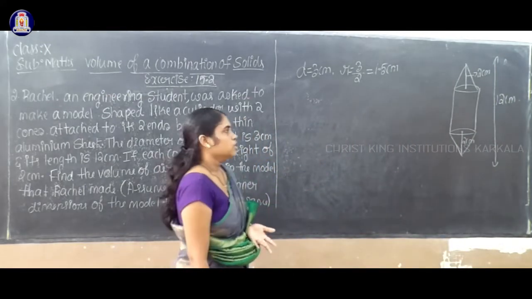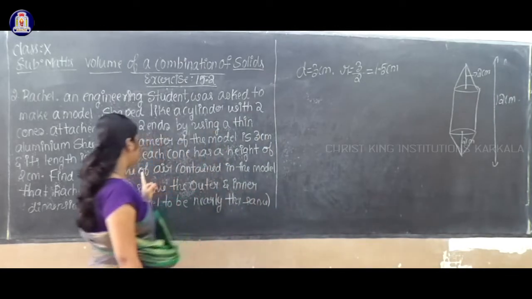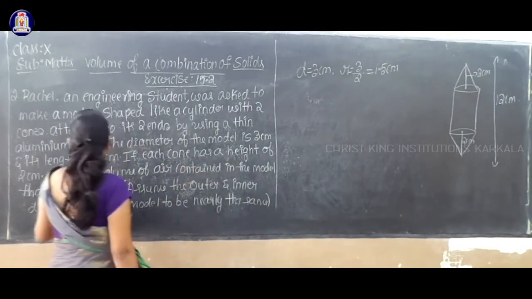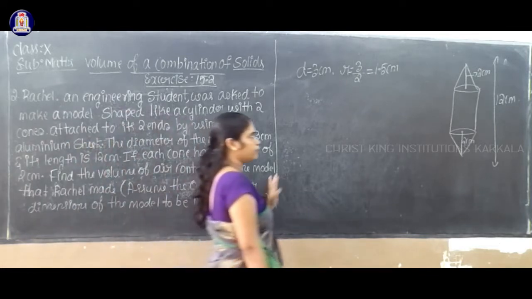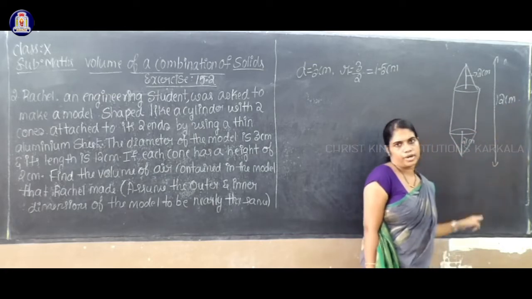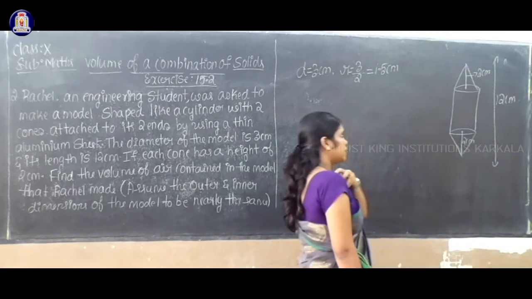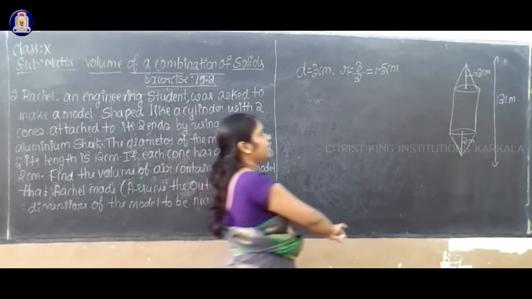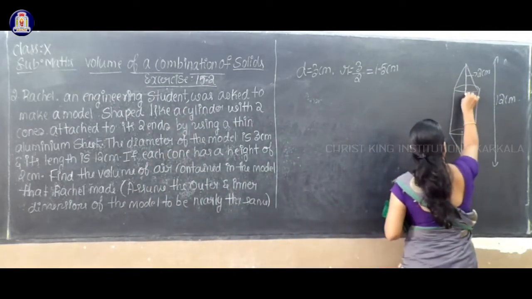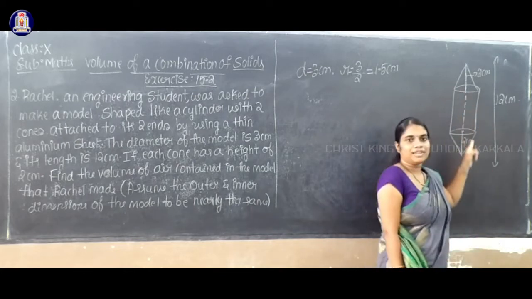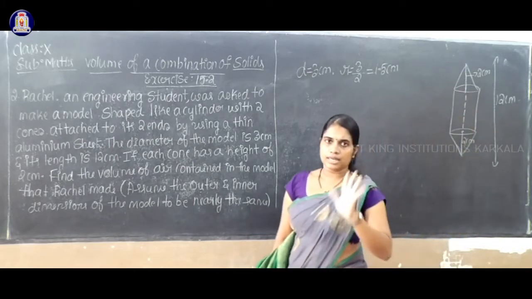So now what do you have to find? What is the volume of the air contained in the model? That means you have to find the volume of this model. See here, the height of the cone is given. But what about the height of this cylinder? This is a cylindrical portion, isn't it? See, the dotted line will indicate the height of the cylindrical portion.